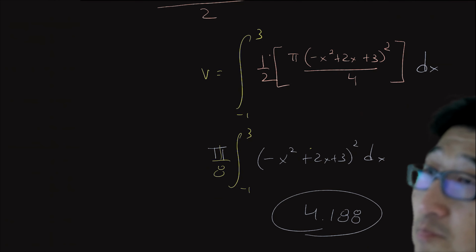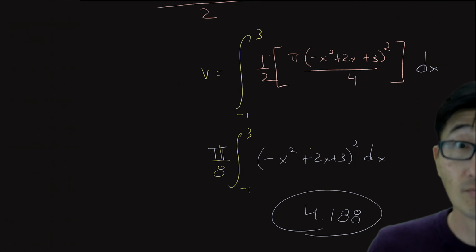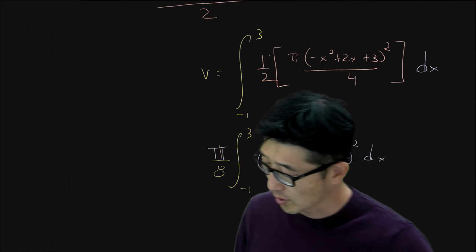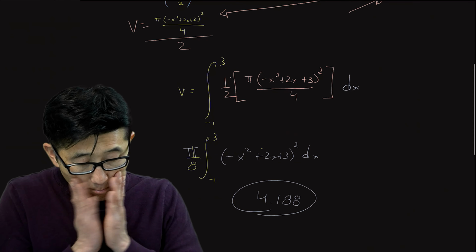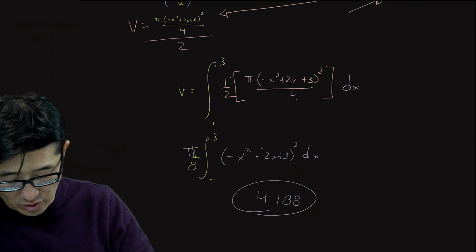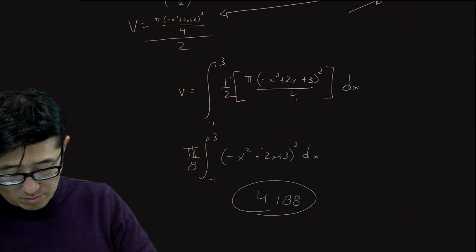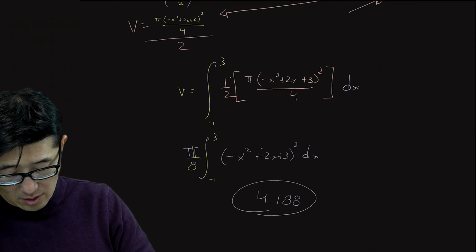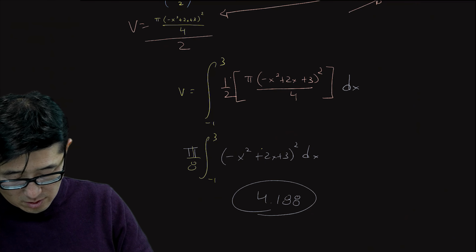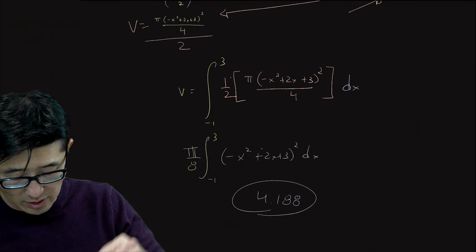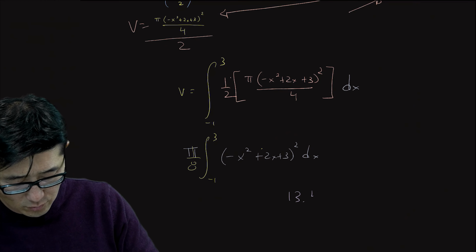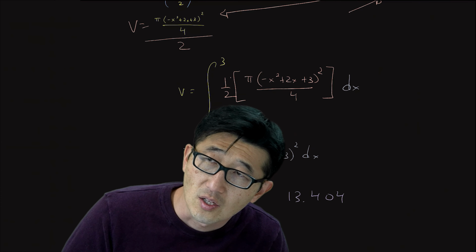Let me check. The answer is 13.404. Okay, what did I do wrong here? Oh, you know what I did wrong? I forgot to put the squared on my calculation. So I need to copy this and paste it, and then put the square on top of that parenthesis. So I left out the squared on my calculator, hit enter, and I got 13.404, which is the right answer.